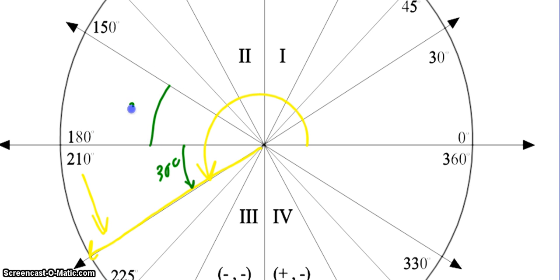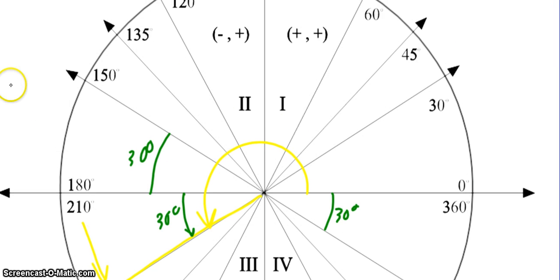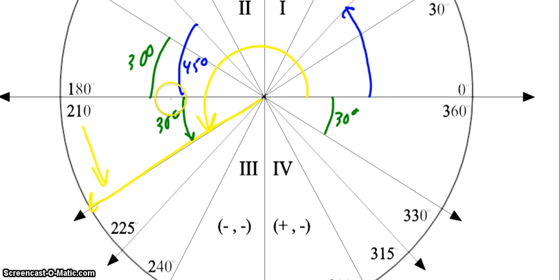150 degrees also has a reference angle of 30 degrees. 330 degrees has a reference angle of 30 degrees. We can do the same for the 45. So obviously 45 degrees has a reference angle of 45 degrees. But so does 135 degrees. 225 degrees and 315 degrees also have reference angles of 45 degrees.